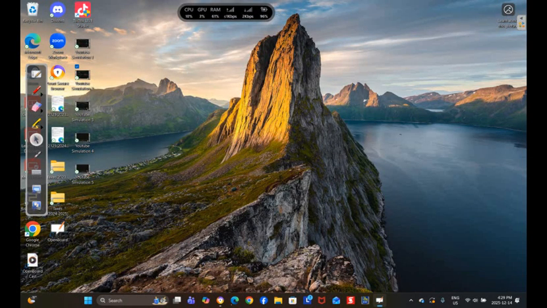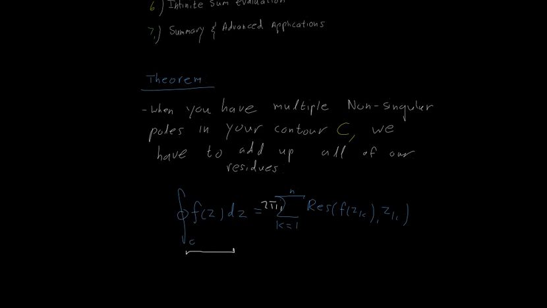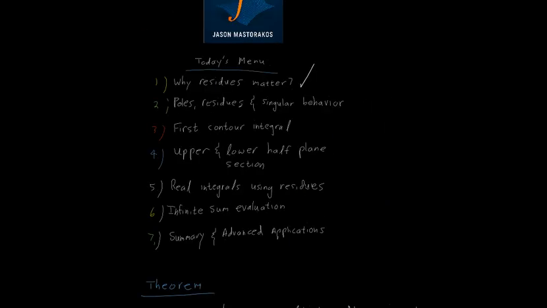Let's go back. So what we're going to be looking at next: we looked at why residues matter. We've talked about poles, residues, singular behavior, our first contour integral, at least from a geometric understanding. I think we'll look at the upper and lower half plane sections next. So let's talk about that.